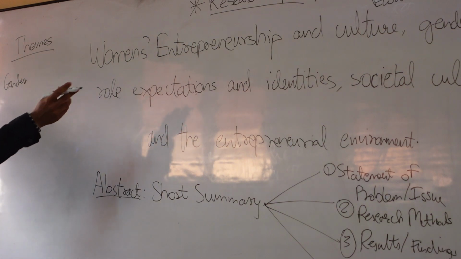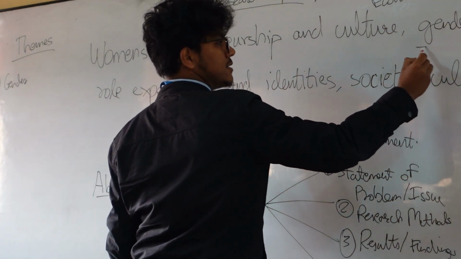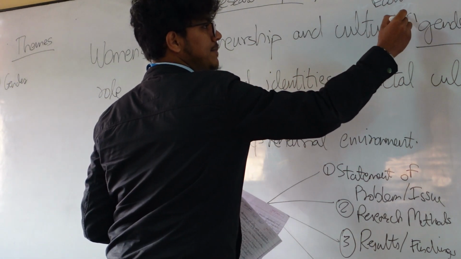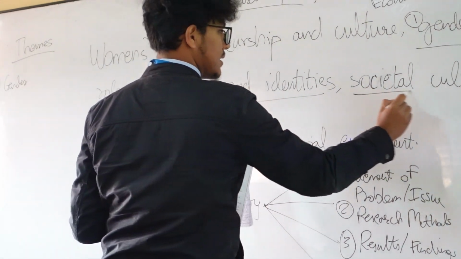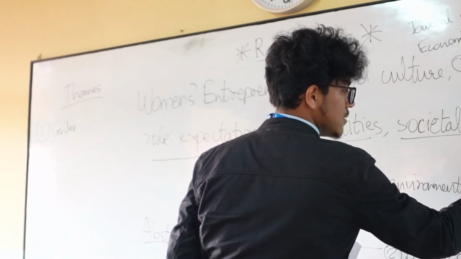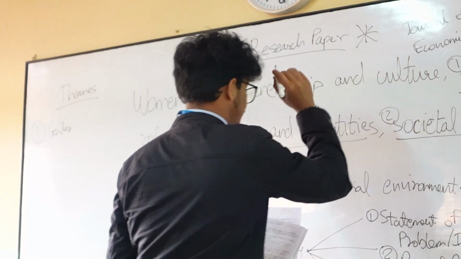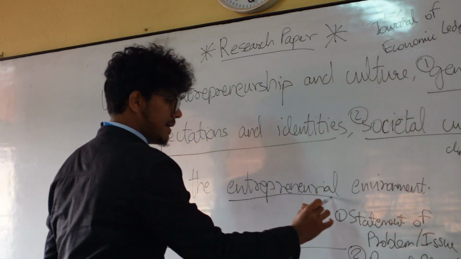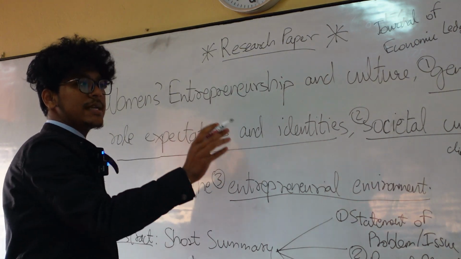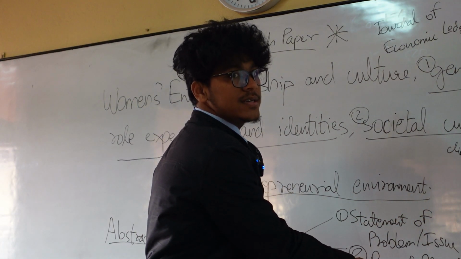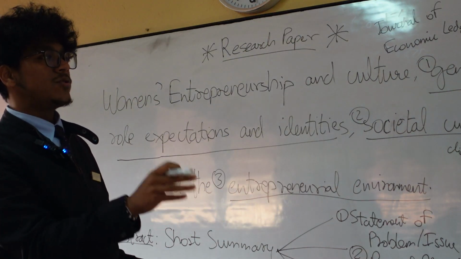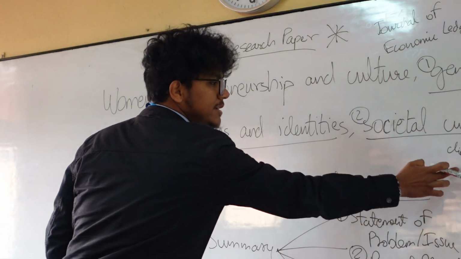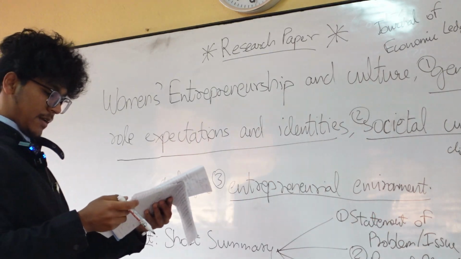Which are simply taken from the title. If I underline here, gender role expectations and identities, this is your first theme. Societal culture, you can add the word dimensions here. This will be your second theme. And entrepreneurial environment will be your third theme. So those 8 empirical papers, which are the example of research methods, have composed the whole research paper into 3 different themes, which are gender role expectations and identities, societal culture dimensions, and the entrepreneurial environment. So this is the third component.